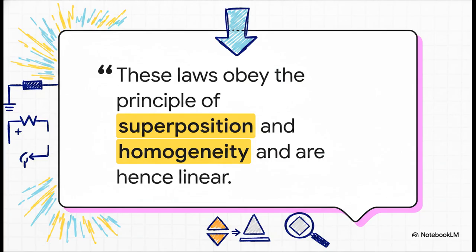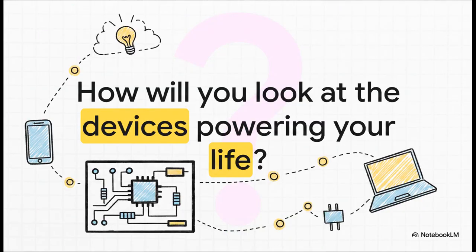To validate everything we've covered today, let's look at this direct quote from our textbook notes. A circuit is used to model the behavior of physical, electrical, or electronic systems. These laws obey the principle of superposition and homogeneity and are hence linear. I know it sounds super academic, but it's really just a promise. Electricity is predictable. If you learn these basic laws, the system will always tell you exactly what it's going to do. So, we've walked the path from microscopic electrons to full circuit analysis, all without breaking a sweat.